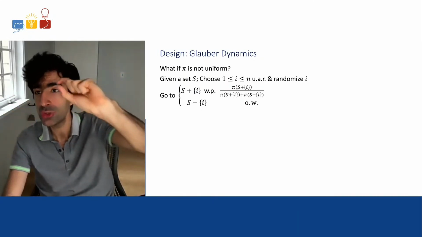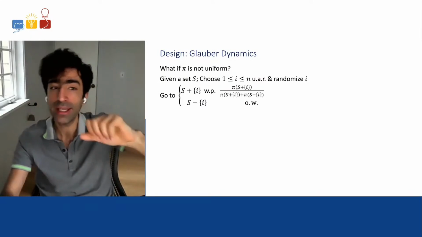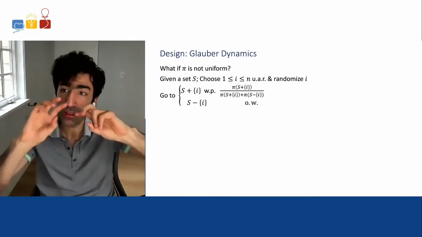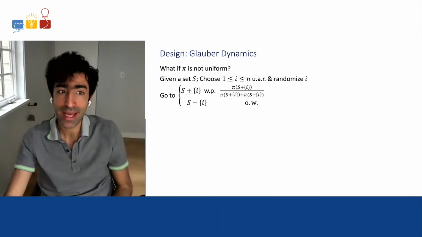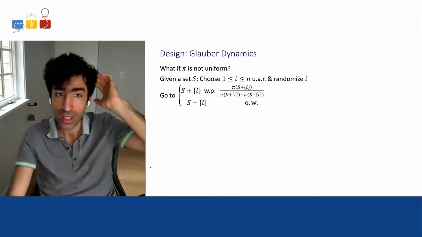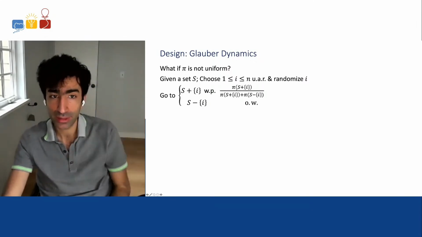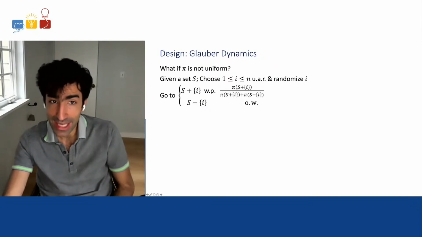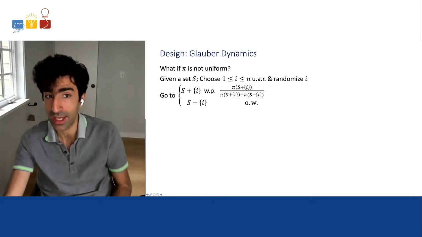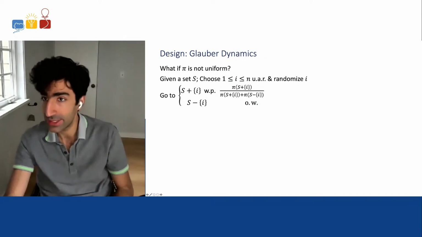What I'm going to do is choose a coordinate from 1 to n. I forget about whether this coordinate i is in my set or not, and I sort of randomize it, meaning that there are two options: whether i should be in S or i is not in S. I know that at stationarity, when i is in S, I get pi of S union i, and when i is not in S, I get pi of S minus i. So I would go to the state S union i with probability pi of S union i over the sum, and I go to the other one otherwise.